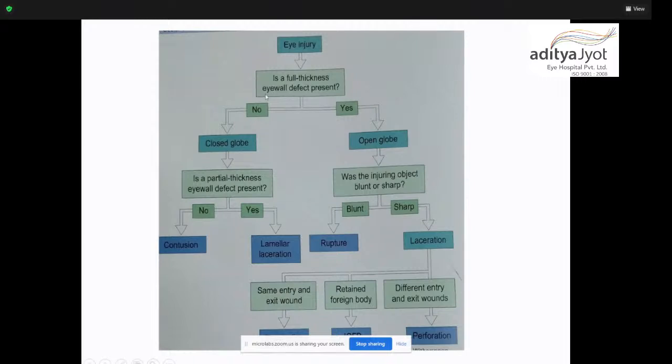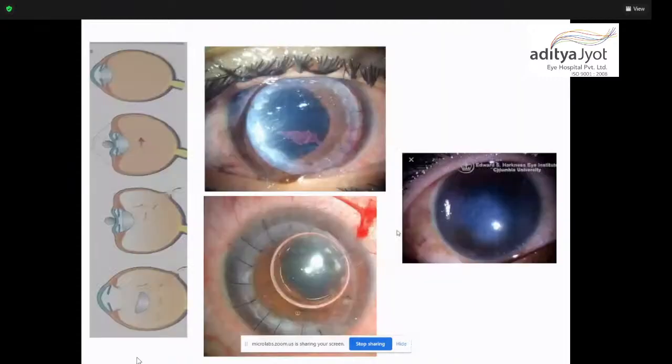In the examination part, you should see whether it's a full thickness eye wall defect. If it is a full thickness eye wall defect, then it's called an open globe injury. And lamellar lacerations are classified in closed globe injuries. And you have to see whether it's a blunt object or a sharp object. If it's a blunt object, it's called a globe rupture, and the sharp object can cause a corneal laceration or a corneoscleral laceration.